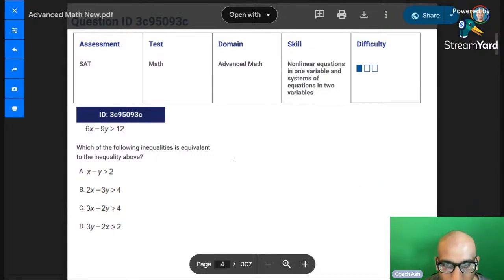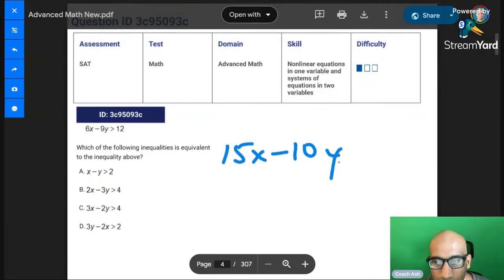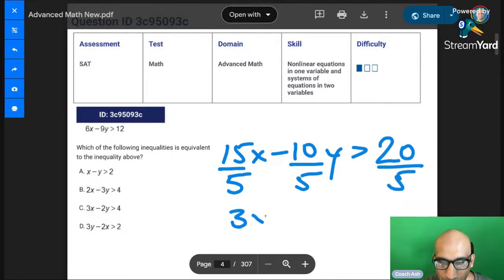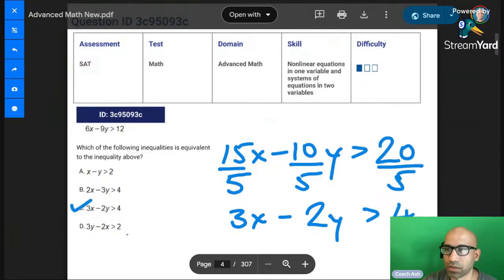Supposing you have 15x minus 10y is greater than 20. Now, how do you solve this problem? Remember what I said. You divide by the number that goes into all of them. And what is that? I'll wait for you to solve this. Very nice. It's going to be divide by 5, divide by 5, and divide by 5. So you get 3x minus 2y is greater than 4. And so you've got this answer. This way, you can try some more problems and you'll be able to answer them.